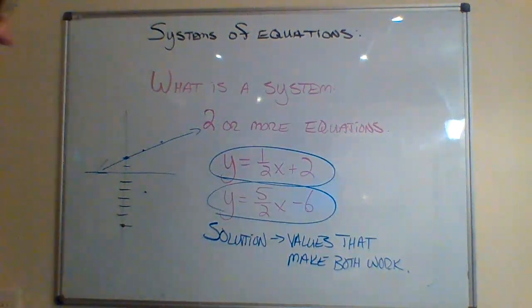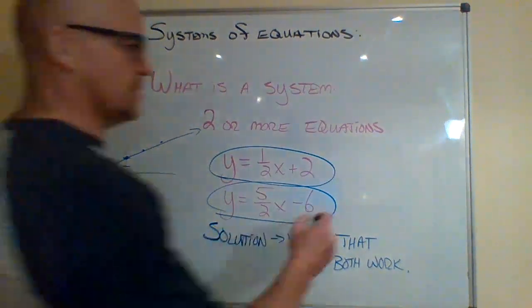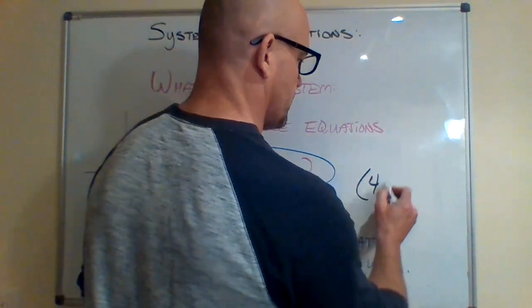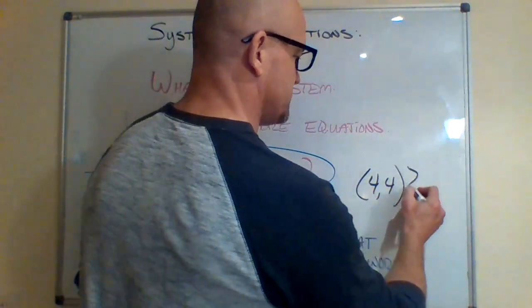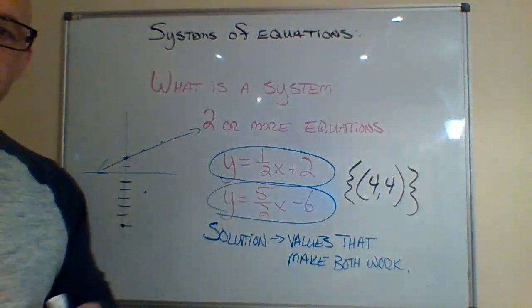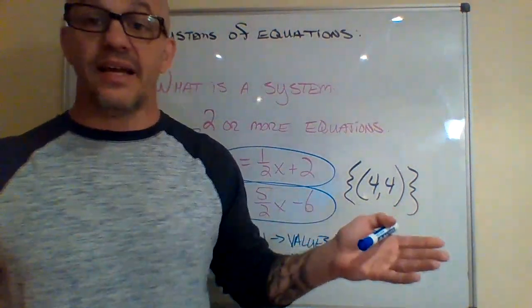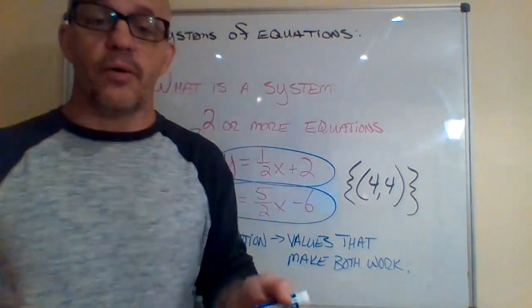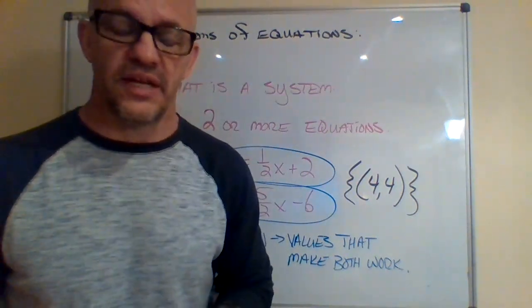So that means that my solution to this system is 4, 4. That is the point that makes both of those guys work. That's it. That's all there is to it. Graph both equations, find the point of intersection.